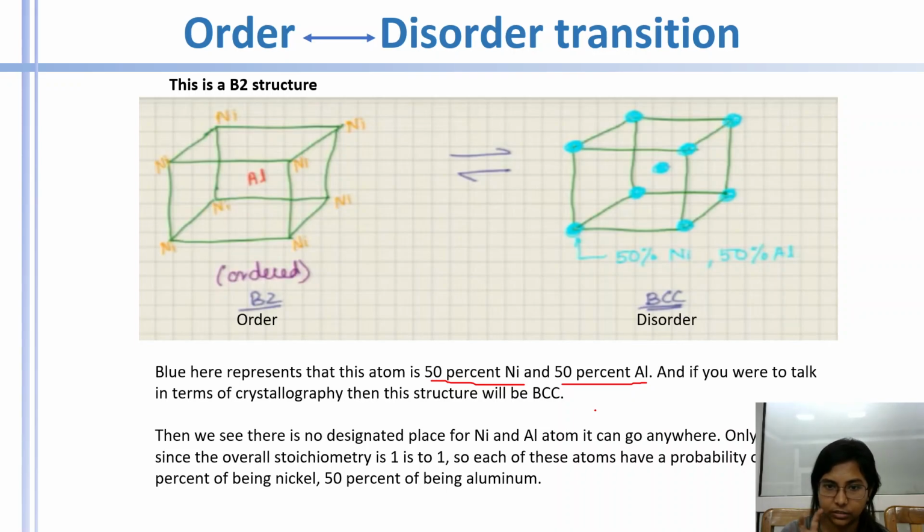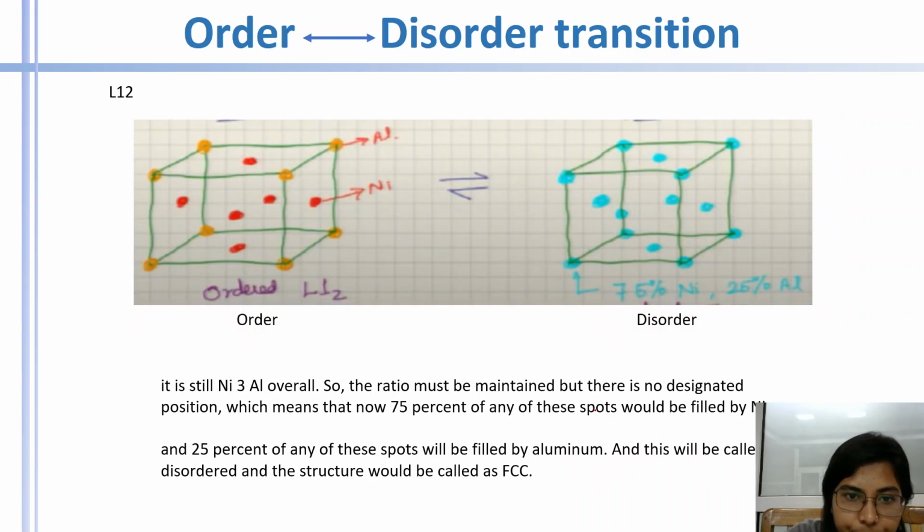In this disordered structure, as we increase the temperature, the structure becomes body centered cubic, or BCC. Since there is no designated place for nickel and aluminum atoms, they can go anywhere. Since the overall stoichiometry is 1:1, each of these atoms has a probability of 50% of being nickel and 50% of being aluminum. So we end up with a disordered structure.